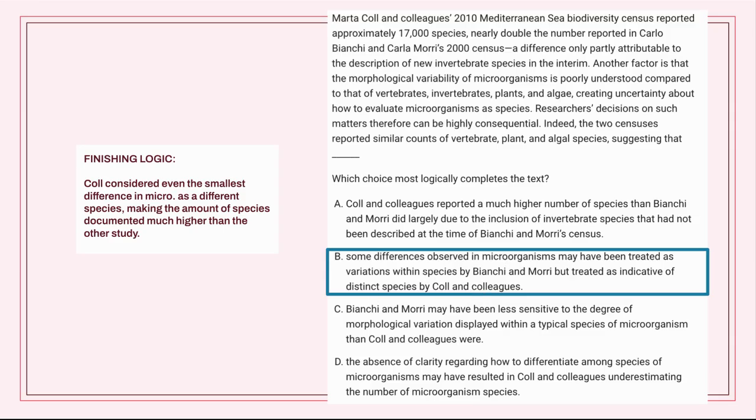Okay, so let's walk through the other answer choices. Cole and colleagues reported a much higher number of species than Bianchi and Mori did, largely due to the inclusion of invertebrate species that had not been described in the earlier study.